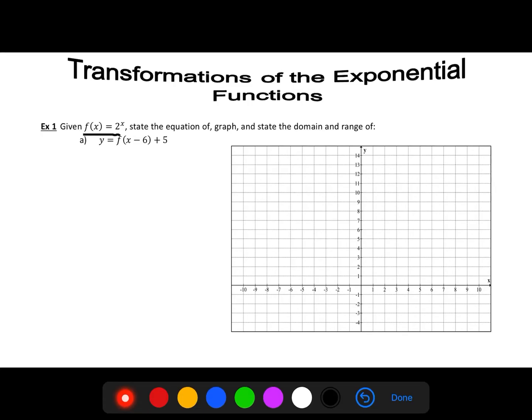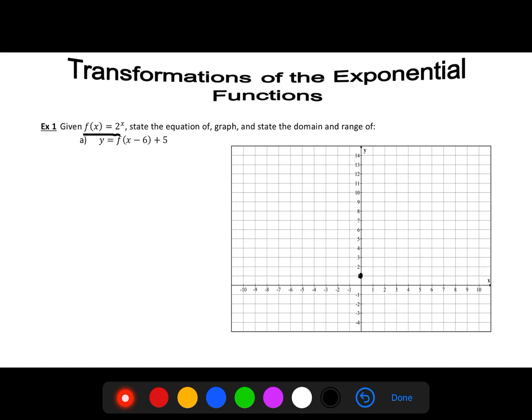Taking a look at our function f(x) = 2 to the power of x, we can graph this very quickly. We're going to graph the base function first. As we talked about the other day, our y-intercept is going to be 1, because anything to the power of 0 is equal to 1.